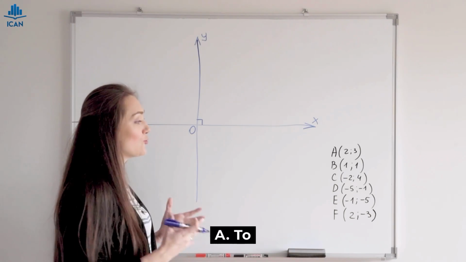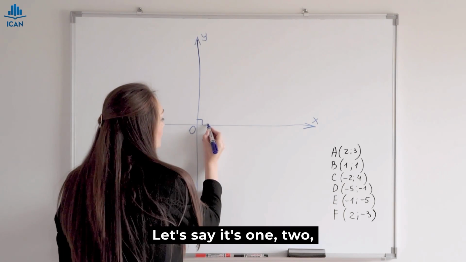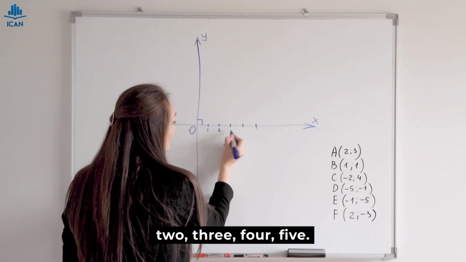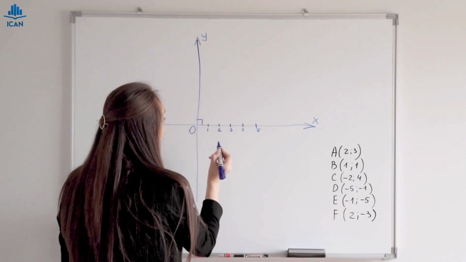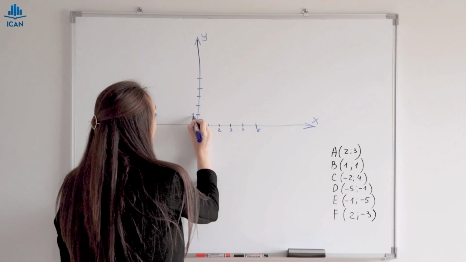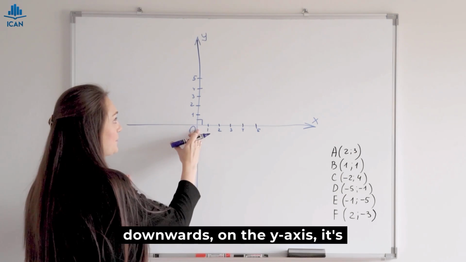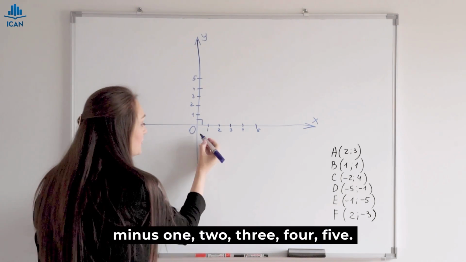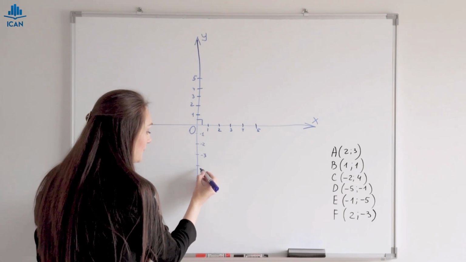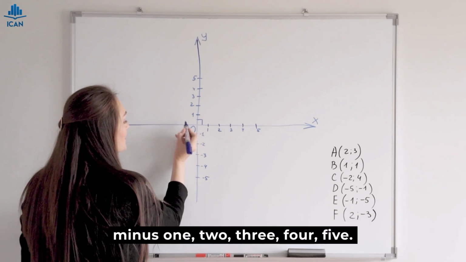Let's find point A. To find point A, let's first mark where one will be, okay? Let's say it's 1, 2, 3, 4, 5, right? And let's do the same upwards. 1, 2, 3, 4, 5. But also downwards. So downwards on the y-axis, it's minus 1, 2, 3, 4, 5. And on the x-axis too, minus 1, 2, 3, 4, 5.